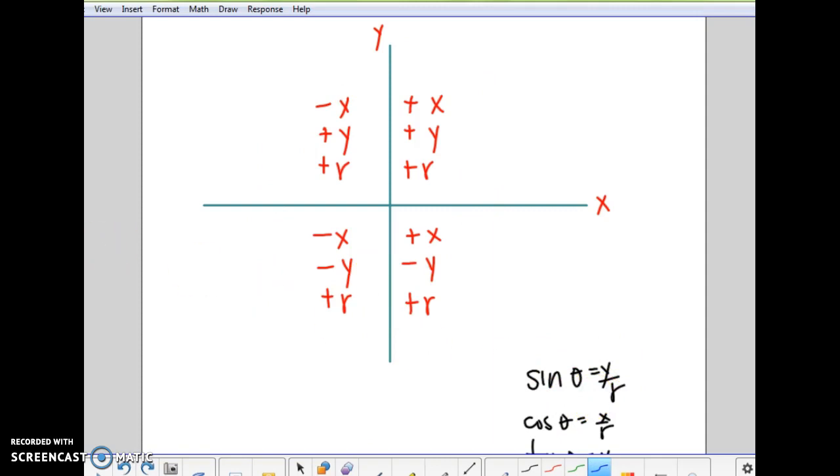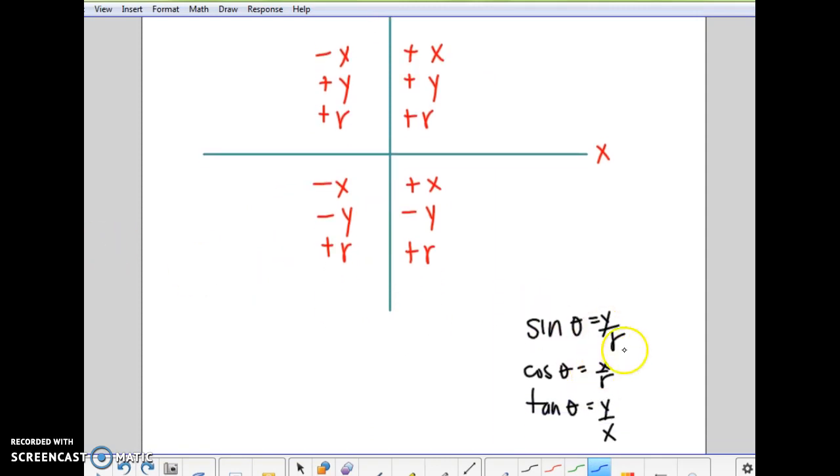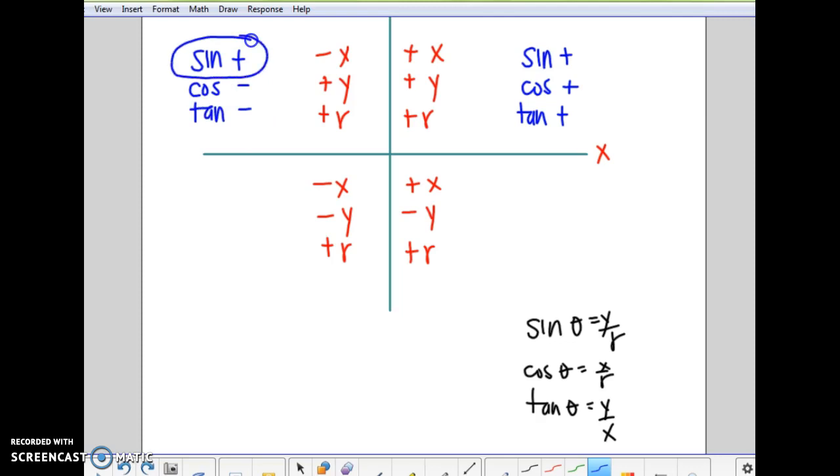Looking at your ratios, sine, cosine, and tangent, we're looking at our y's and our r's. In the first quadrant, sine is positive, cosine is positive, tangent is positive. They are all positive, since y, x, and r are all positive. The second quadrant, positive y, positive r, so sine is positive. You have a negative x, positive r, so all of your cosine values need to be negative. You have a positive y, negative x, so all of your tangent values are negative. The only one that is positive in this quadrant is sine.